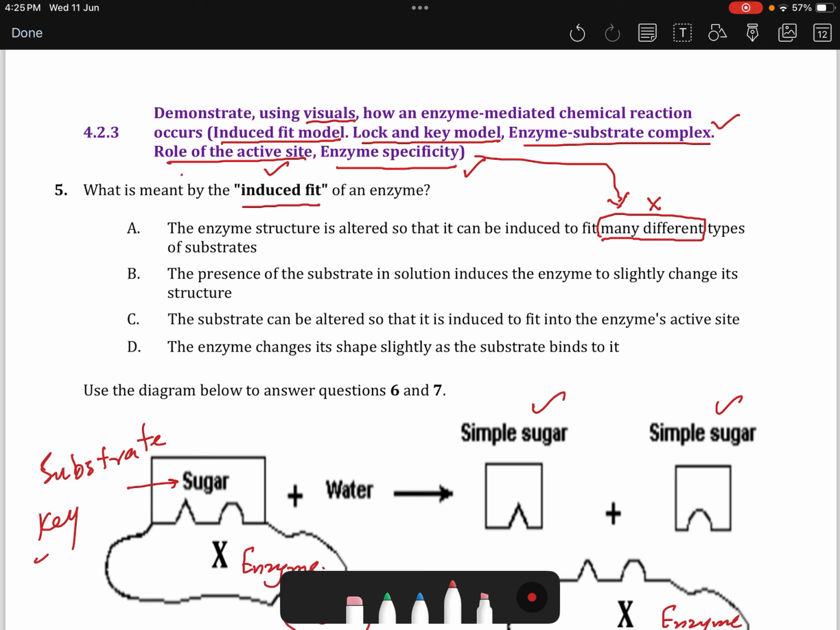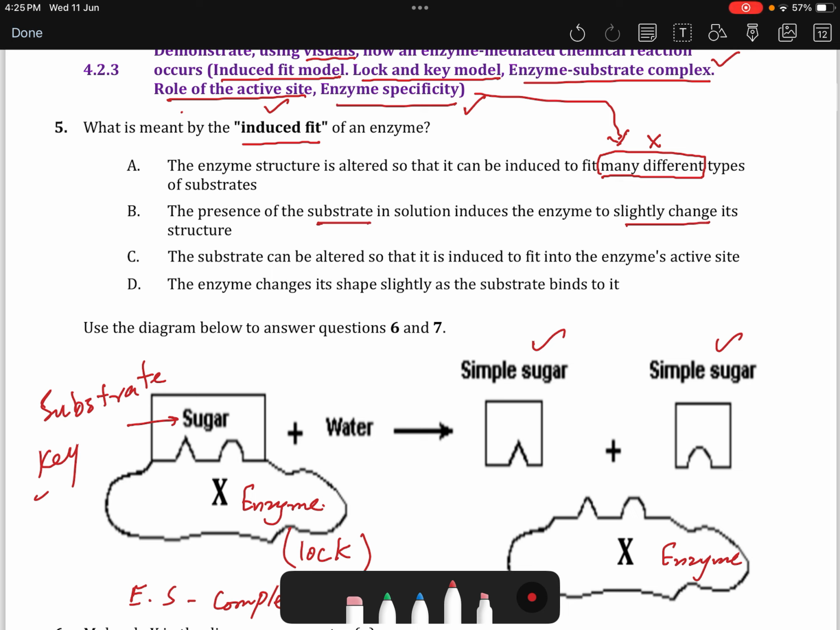The presence of the substrate in the solution induces the enzyme to slightly change its structure. No, the substrate doesn't have to induce it to change its shape. This is wrong. The substrate can be altered so that it is induced to fit. No, the substrate cannot be altered. So this is wrong again. We are left with only option D, but let's read it also. The enzyme changes its shape slightly as the substrate binds to it. Yes, that's true. The substrate will stay the same, but the enzyme can change its shape a little bit to fit it. You adjust it. So that's the answer.